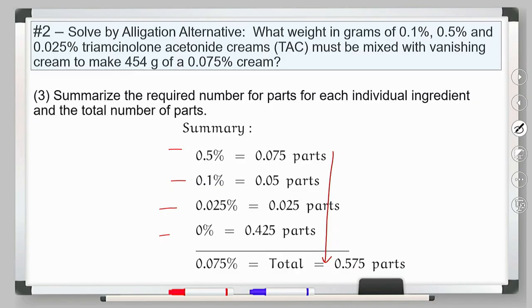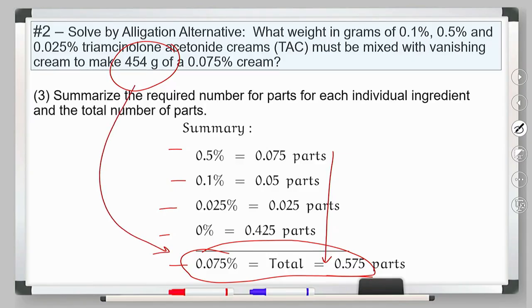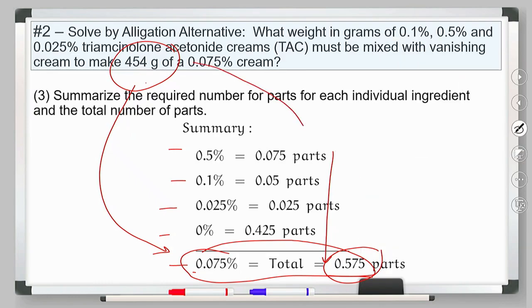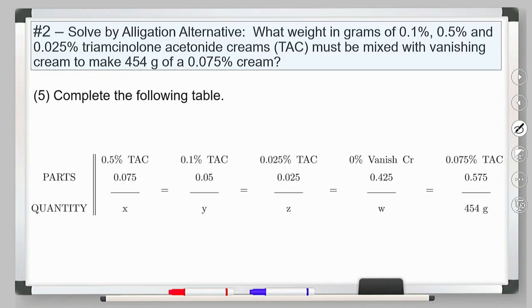If I add all of the parts from each of the 4 ingredients, I see that the total number of parts is 0.0575 parts, and that corresponds to my target concentration, which is my 0.075. So again, here I have a relationship. And knowing that I want to make 454 grams of this, my only quantity relates to that concentration. I now know a ratio of 0.575 grams goes with 454 grams. So when I set up my P's over Q's, this is what I know for sure. My target final concentration, its number of parts were 0.575 parts, and I know I want to make 454 grams.